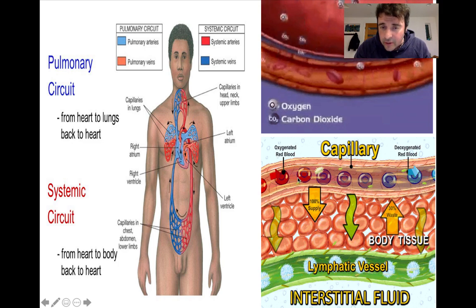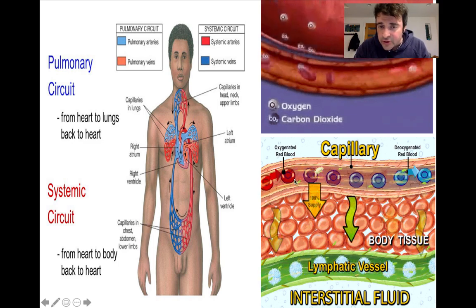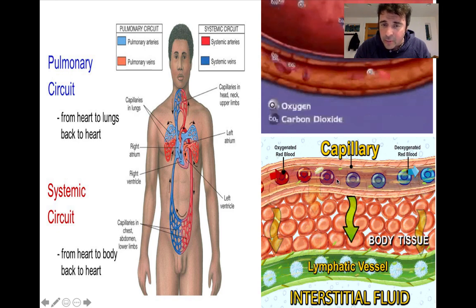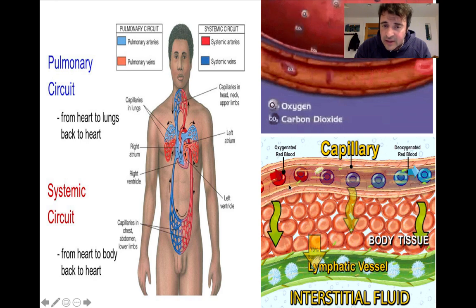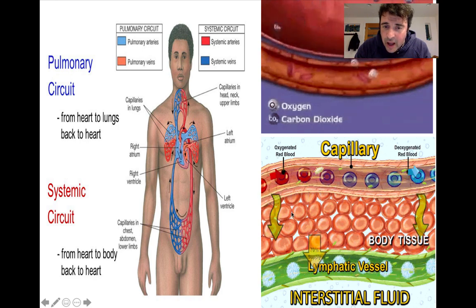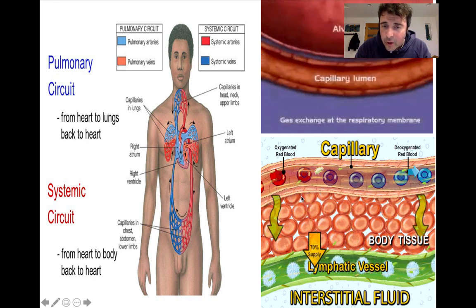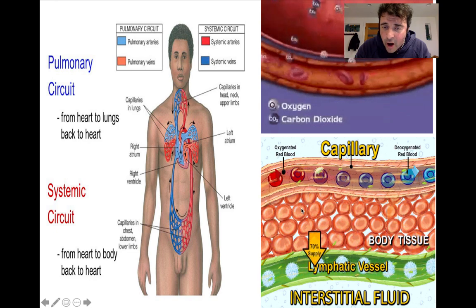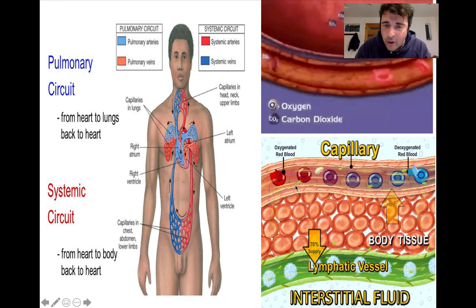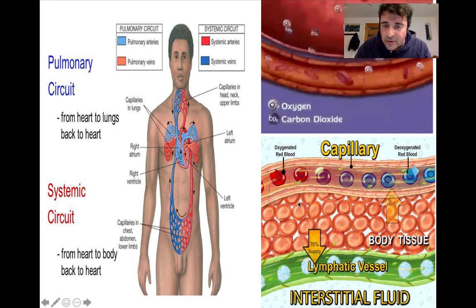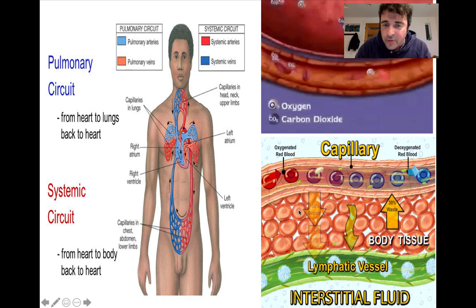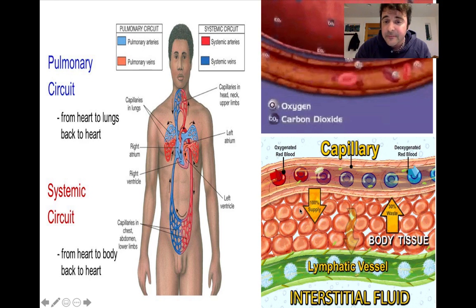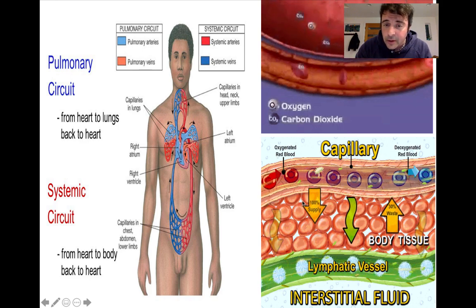The extracellular fluid of blood, by the way, is blood plasma. And at the capillary, excess hydrostatic pressure forces plasma across the capillary wall. We also get the diffusion of oxygen across the capillary wall. The movement of substances across the capillary wall, usually small water-soluble substances and things like gases, is called filtration.